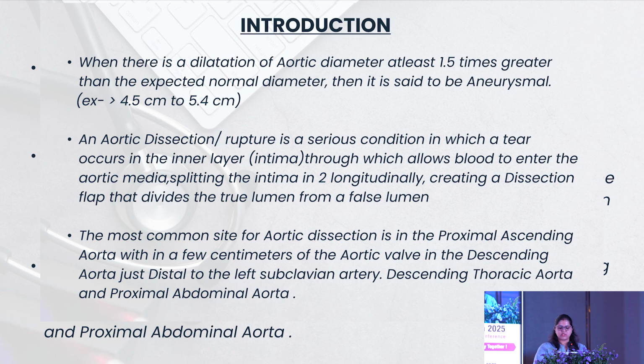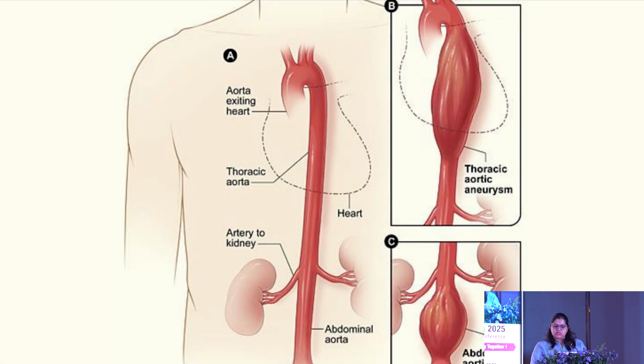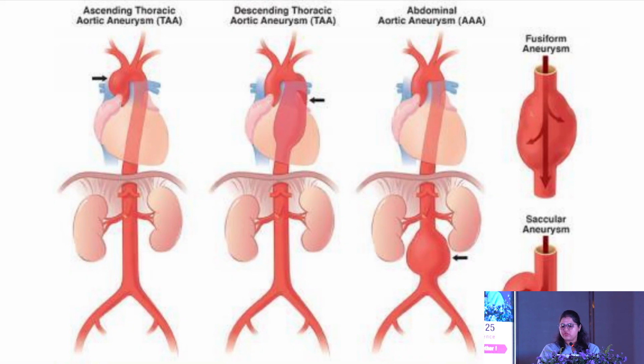Aortic dissection or rupture is a serious condition in which a tear occurs in the inner layer, that is the aortic intima, through which blood is allowed to enter the aortic media. This is a picture example of thoracic aortic aneurysm and abdominal aneurysm. This is fusiform aneurysm and saccular aneurysm, the differentiation.